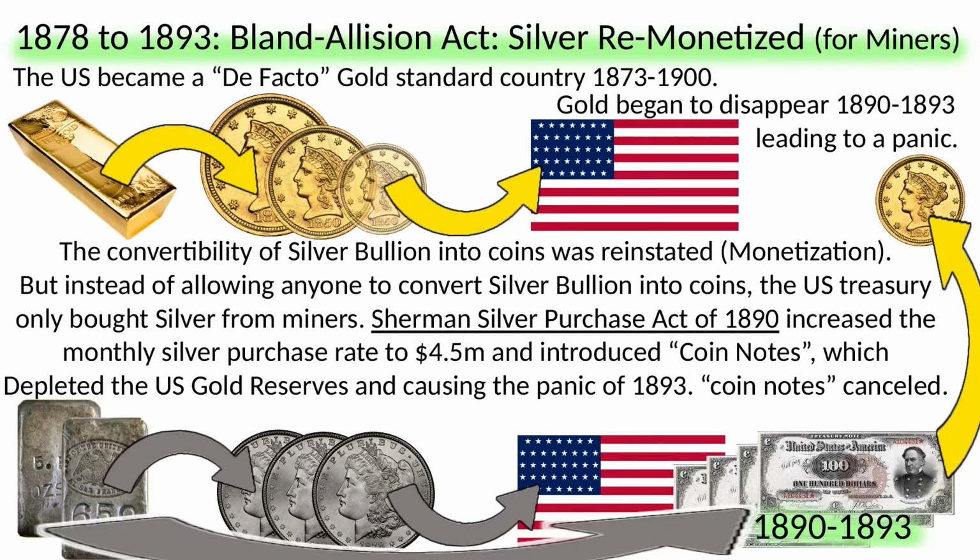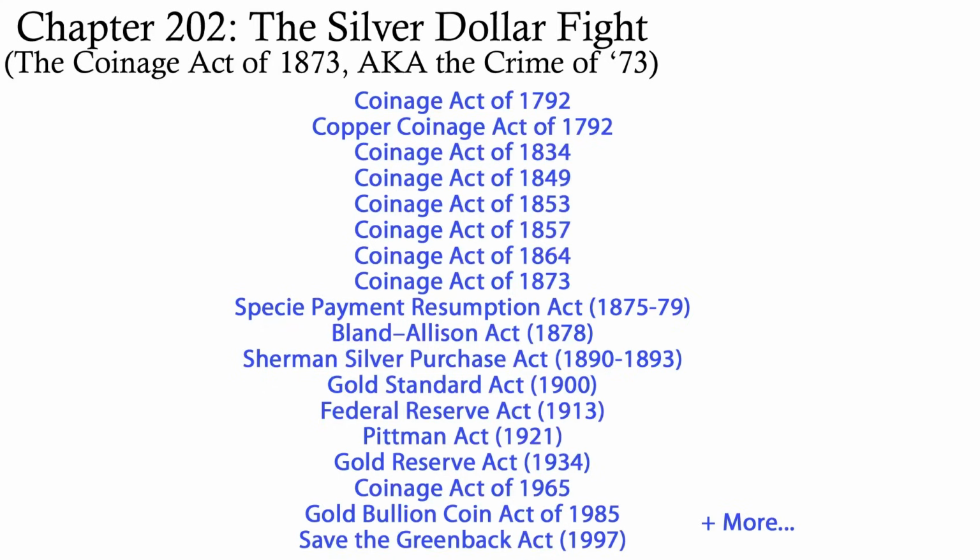That will be all for this chapter. I suggest you skip to chapter 301 if you want to learn more about the Morgan dollar, or chapter 201 if you want to learn about the allegories of the Wizard of Oz. In the next few chapters in Section 2, I'll be covering the many coinage acts, executive orders, and other laws dealing with money and coins.